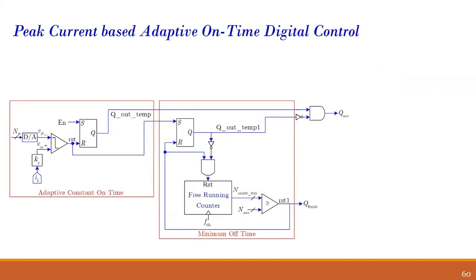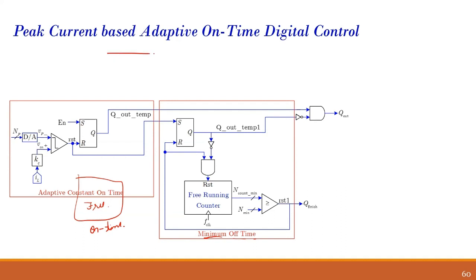So now, what do we do in this case? In the earlier case, you remember my minimum off time is the same as it was, and for constant off time there was a free running counter, etc., that was generating my on time. But in this case, I have this.